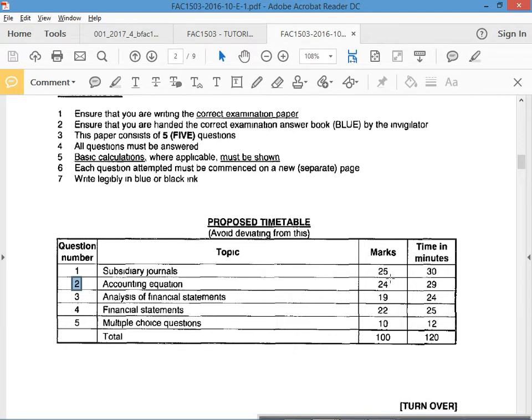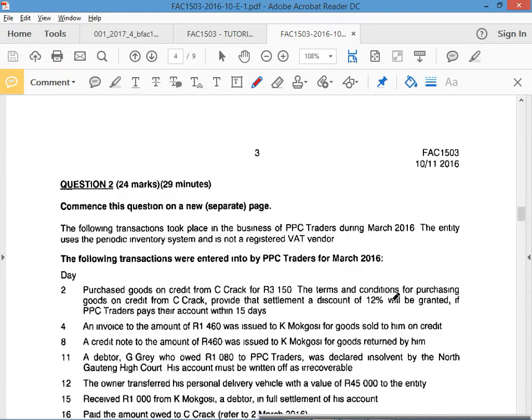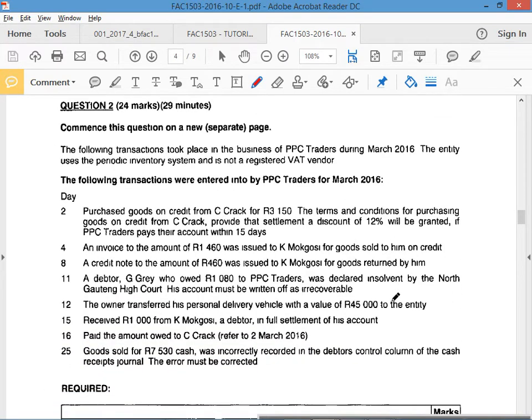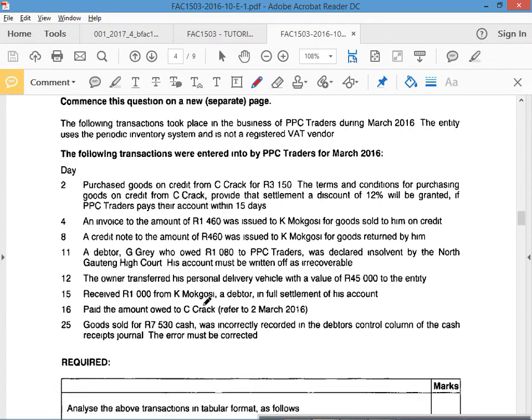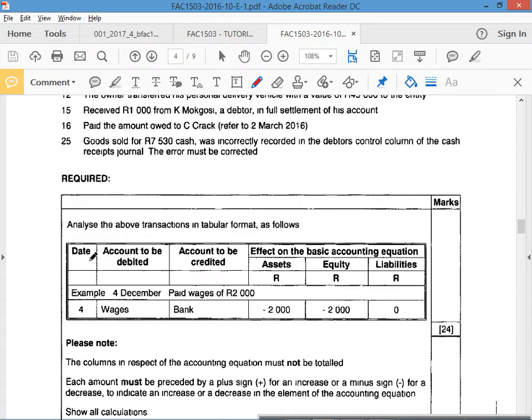Okay, so I'm already going to get 24% by doing the accounting equation. Okay, that's one application. This application requires you to know your debits and credits and to do interpretation like we're doing now. Okay, that's why I want to do the question. Okay, so question 2, there's it. 24 marks, 29 minutes. It's not even going to take us that long to do it, you'll see. Okay, scroll down. We need this.